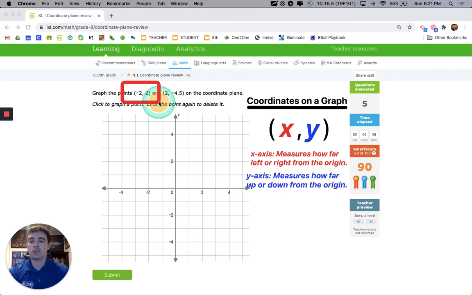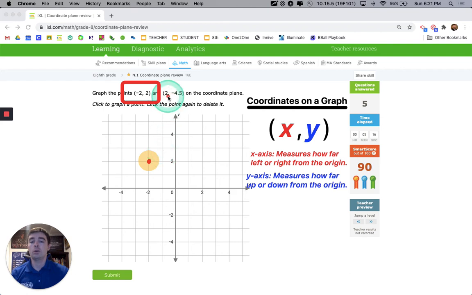That's not a red box. There we go. So we're going to have to graph -2 for x, +2 for y. That means for -2 for x, I go 2 units left. For +2 for y, I go 2 units up. So right here, where you see me putting a red dot, is where -2 and 2 would go.